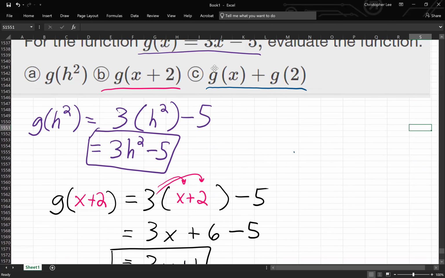So this one is a little complicated, like I was saying, because this one is g of x plus g of 2. So you have to take the original function and you have to take the function again, and this time plug in the inside value, which is 2, and then you got to combine like terms in the end to get the final answer.